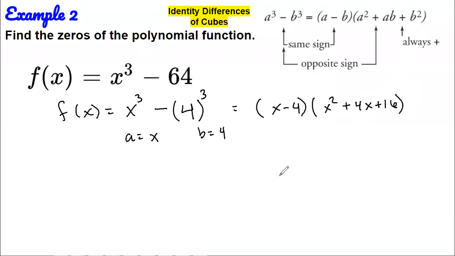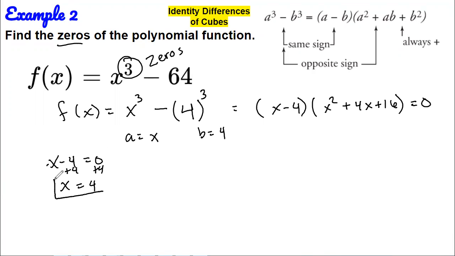All right, now we need to make this equal to 0 since we have to find all the zeros. How many zeros are we going to have in this case? 3. Since our highest power is 3, we have 3 zeros. Okay, so can we find 1 already? Yes, let's go ahead and make that equal to 0. x minus 4 equals 0. Add 4 on both sides. We have x equals 4. Okay, so we found 1 zero. We need to find the other 2.